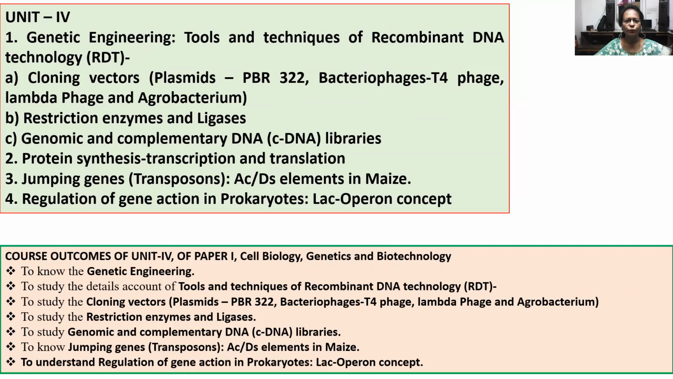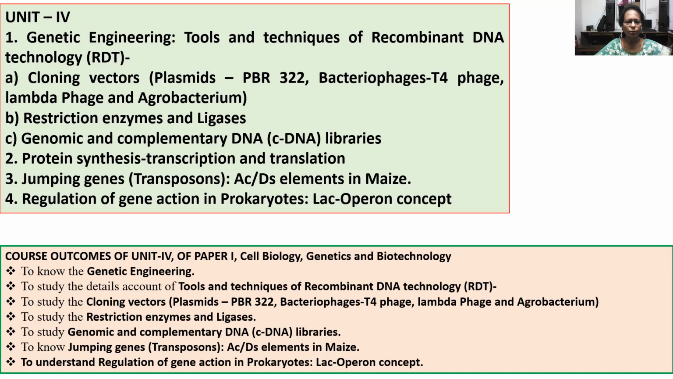Now about unit 4, genetic engineering. It includes tools and techniques of recombinant DNA technology. In cloning vectors, there is a study of plasmids, bacteriophages, lambda phage, and Agrobacterium. Also, it includes restriction enzymes and ligases, genomic and complementary DNA libraries, and protein synthesis in which transcription and translation are studied. In jumping genes, there are Ac and Ds elements in maize. In regulation of gene action in prokaryotes, there is a study of the lac operon concept.